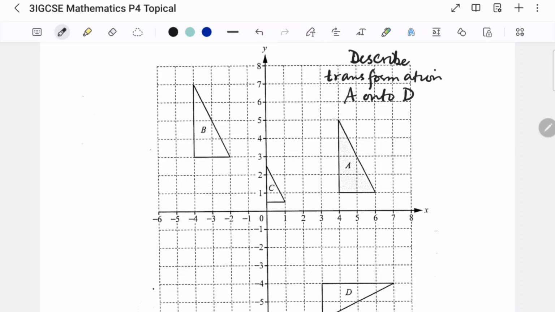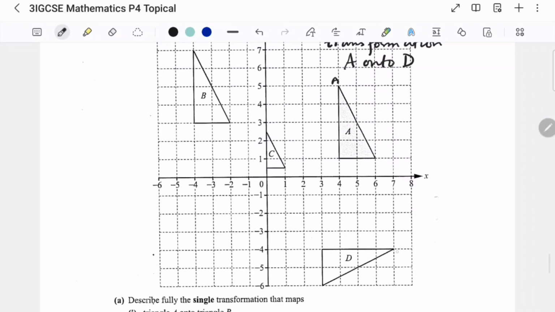So first label it, A onto D. Okay, so this is A prime, its image. If I'm taking this one as B, so this one is B prime. If this is C, so this one is C prime. Okay, so A is the object and D is the image. Joining the corresponding points, let's check A to A prime and C to C prime and B to B prime. So it means it is not a translation or reflection, so it's a rotation.